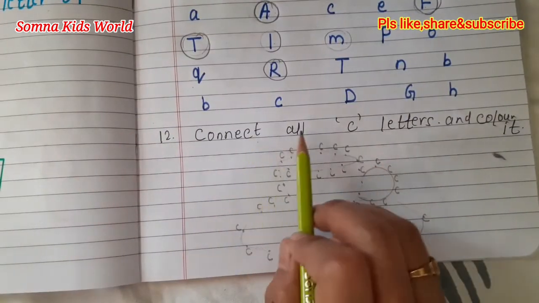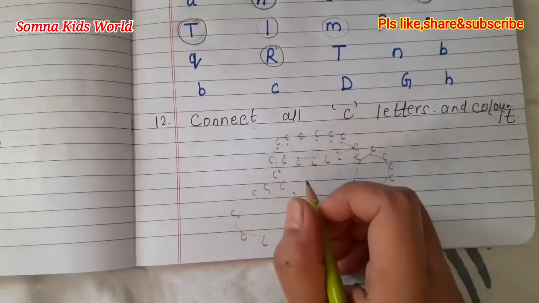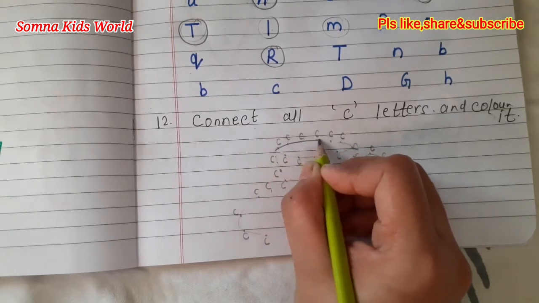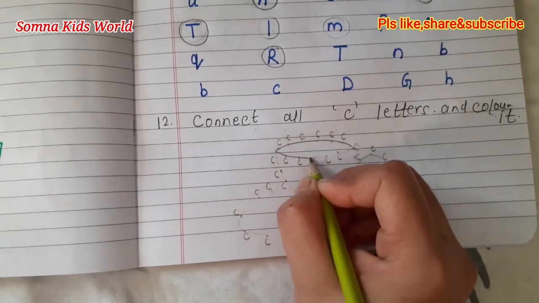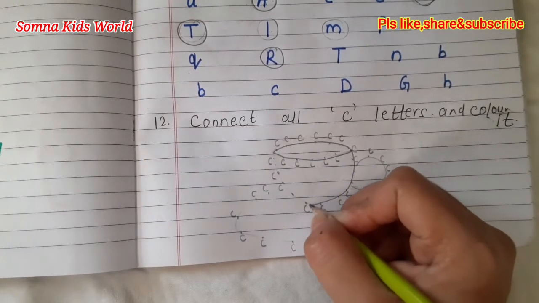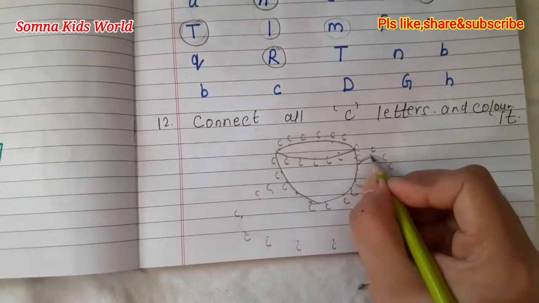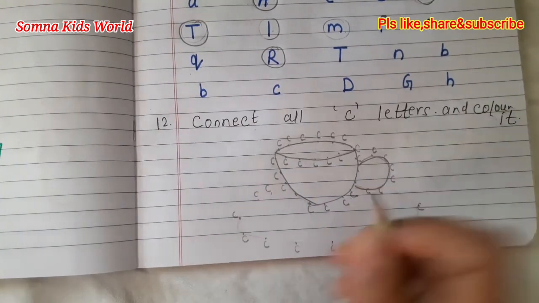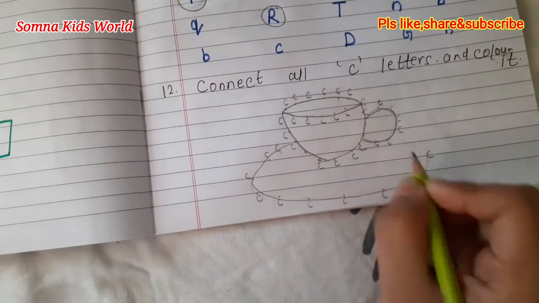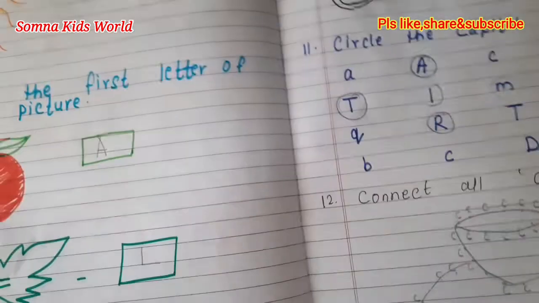Next one is, connect all the dots and color it. Here I have given a picture, so you need to connect all the dots like this, and then you need to color it. If you connect all the dots, you can see a picture of a cup. See, like this. So connect all the dots. Like this, you can connect all the dots. Then you need to color it.